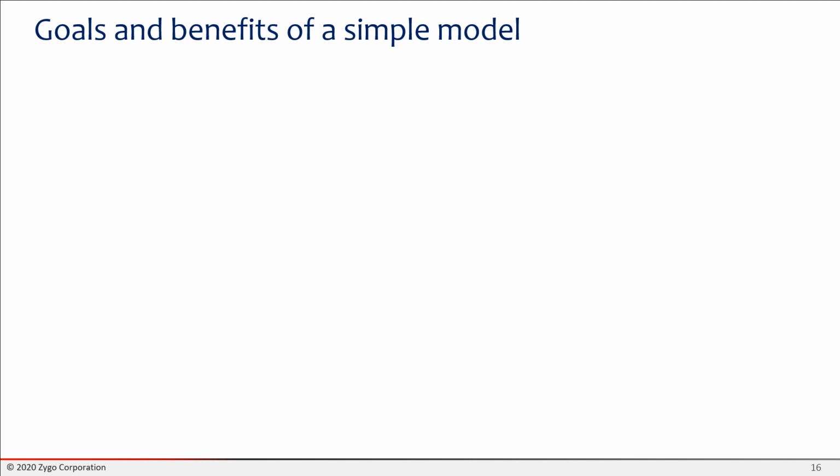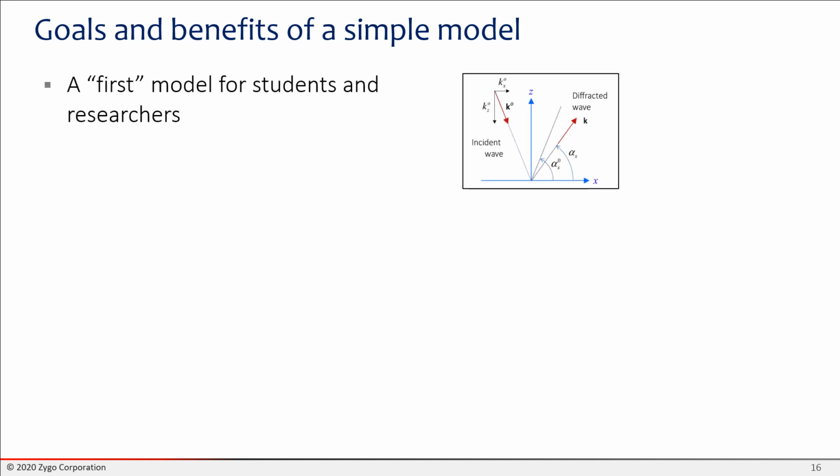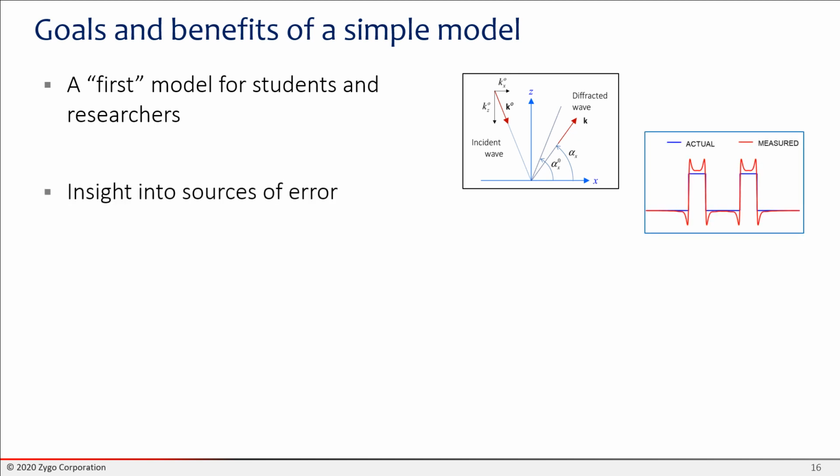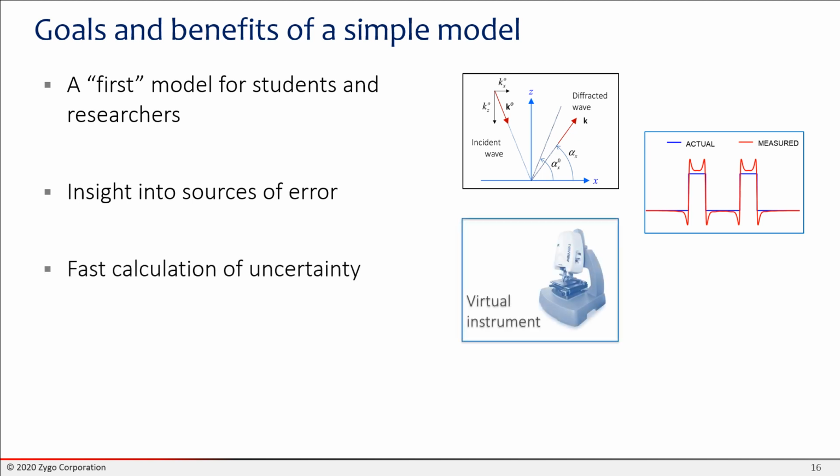The goals for a simple model are quite modest. We're looking for a first model for students and researchers, something to get started. We'd also like to gain some insight into the more fundamental sources of error, the things that we see all the time, so that we can avoid these error sources in designing our experiment. We'd like to be able to do fast calculations of uncertainty with a model that is not so computationally intensive, so that we can do lots and lots of calculations fairly quickly, for example, for this virtual instrument.